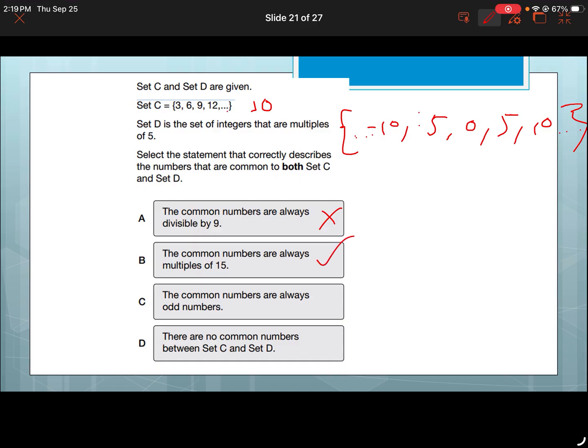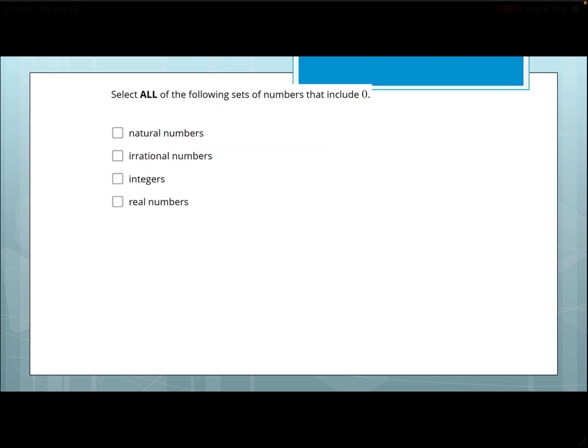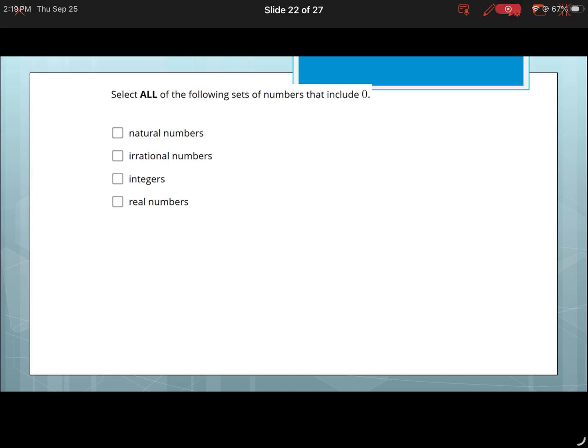We'll come back to it. The common numbers are always going to be odd numbers. No, we just said 30, so no. There are no common numbers. No, that's nonsense. So yeah, it's B. Because if it's a multiple of 3 and 5, it's going to be a multiple of 3 times 5, which is 15, isn't it?